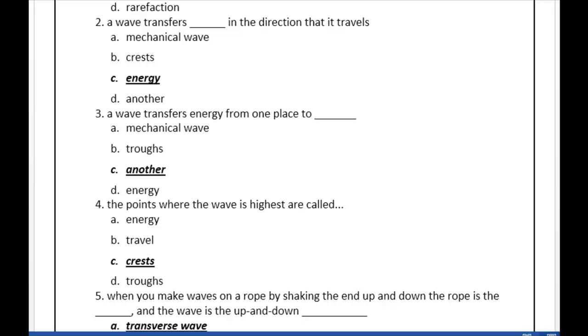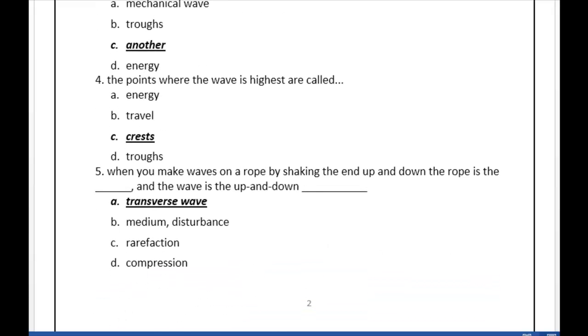Crest. Number 5, when you make a wave on a rope by shaking the end up and down, this is a medium disturbance, or transverse wave, or rarefaction or compression. So the answer will be transverse wave, and the wave is up and down. Okay.